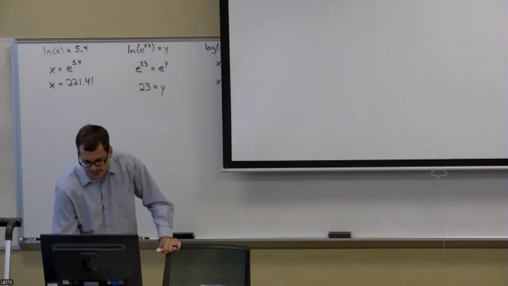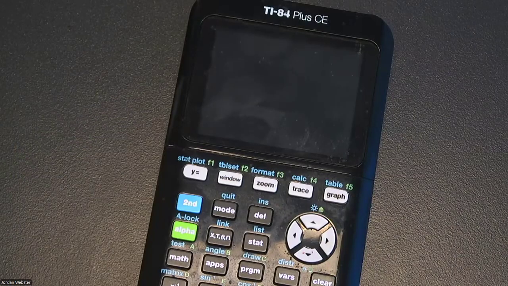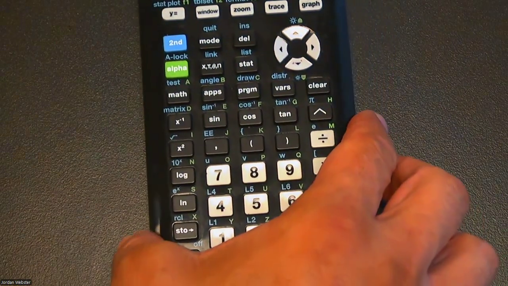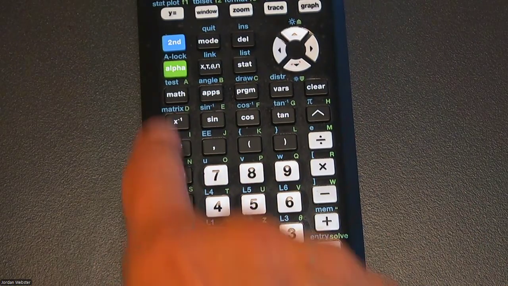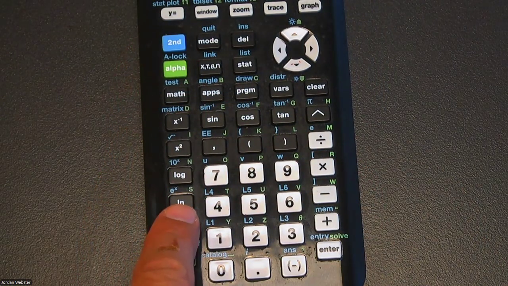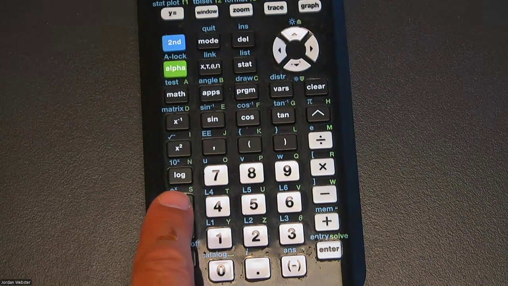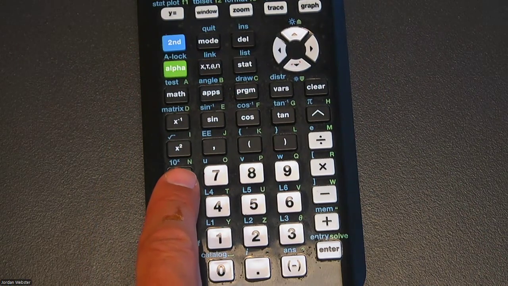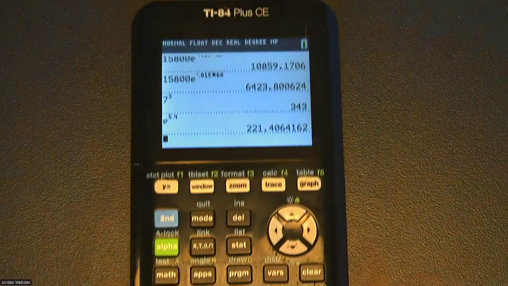So let me project the calculator up there. On the TI-84, we have our natural log button right here. That's the ln. And then this log is log base 10. You can see that when you hit second and then ln, you get e to the x. Second and log, you get 10 to the x because of the connection there. So, there you go.